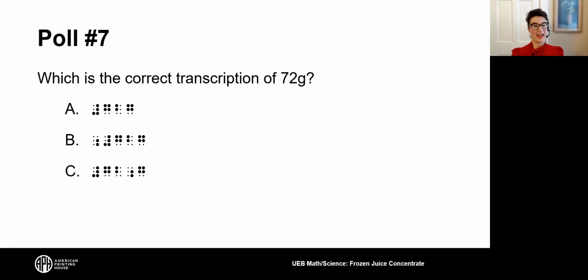The answer choices are A, which is numeric indicator, dots 1, 2, 4, 5, dots 1, 2, dots 1, 2, 4, 5. Answer choice B is a grade 1 symbol indicator, numeric indicator, dots 1, 2, 4, 5, dots 1, 2, dots 1, 2, 4, 5. And answer choice C is numeric indicator, dots 1, 2, 4, 5, dots 1, 2, then a grade 1 symbol indicator, dots 1, 2, 4, 5.